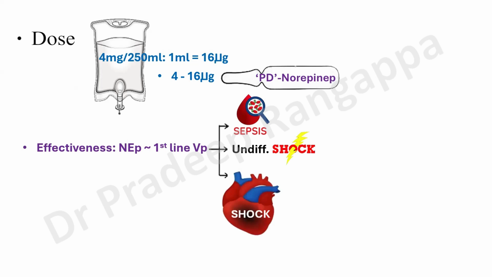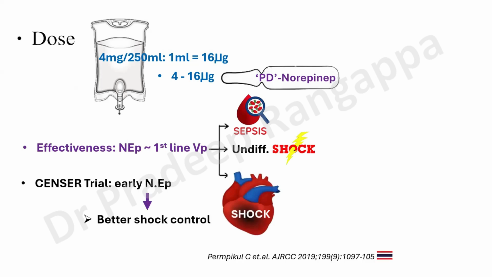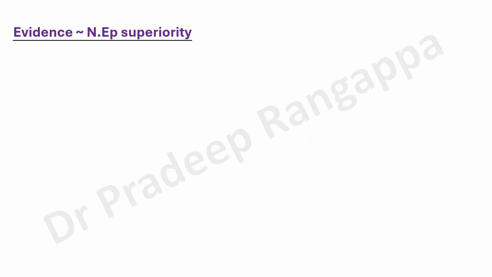Is there evidence? I'll just take you through certain evidence. The CENSER trial that came in 2019 showed that early norepinephrine was found to have a better shock control. It improved both blood pressure and cardiac output. So we have good evidence to suggest that norepinephrine is superior to other vasopressors in ICU setting.